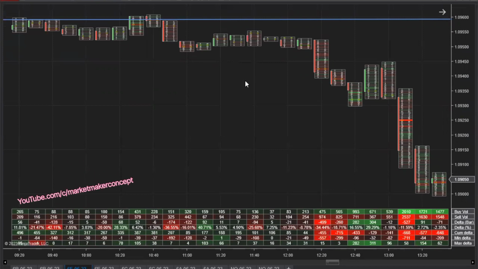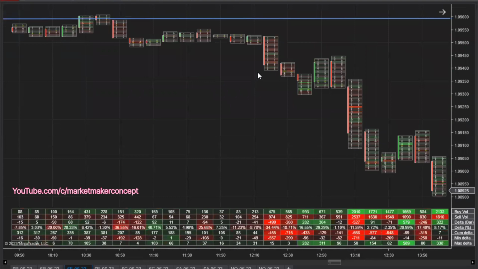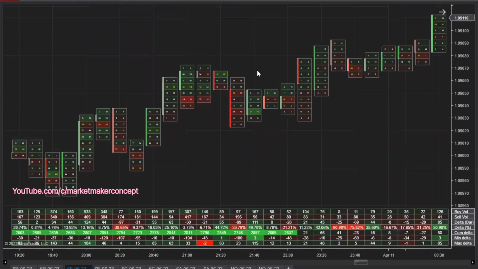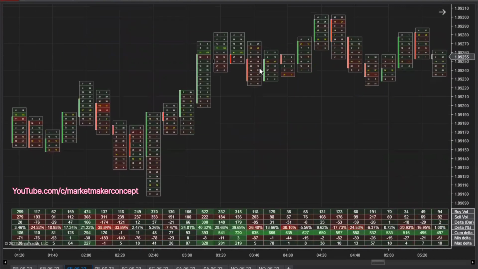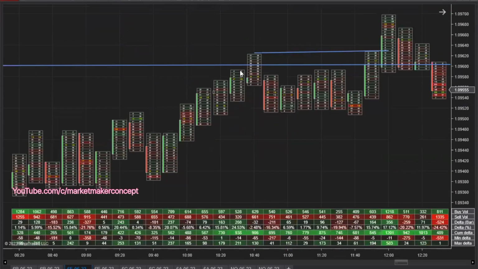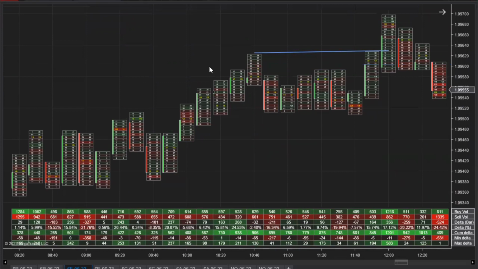Let me show you another example, which is the second example. You can see a century chart. So this is another example. Let me remove this.